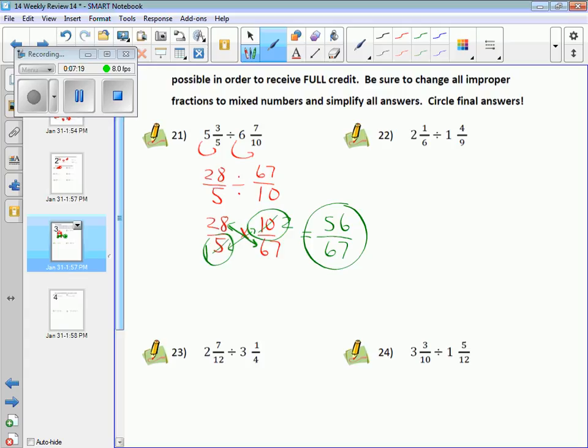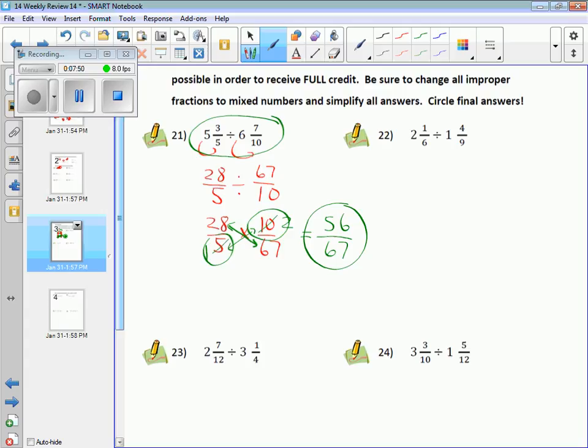Now, one of the ways you could also check and make sure that you've done this properly is if you look back at the original problem. You have 5 3/5 being divided by 6 7/10. Essentially, it's a smaller number being divided by a larger number. Therefore, your answer has to be a value less than 1. 56/67 is a value less than 1. Just a little checkpoint to make sure that you have done everything properly.